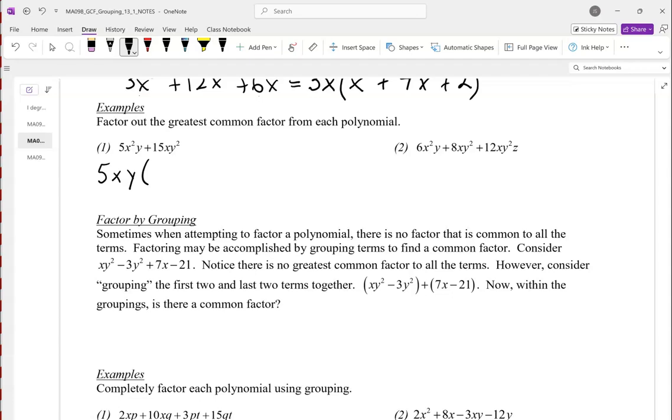We pulled out a 5, so it leaves a coefficient of 1. We pulled out 1x, so that leaves x. We pulled out y, that just leaves 1 again, right? So what's the first term just going to be? Just x. Good.